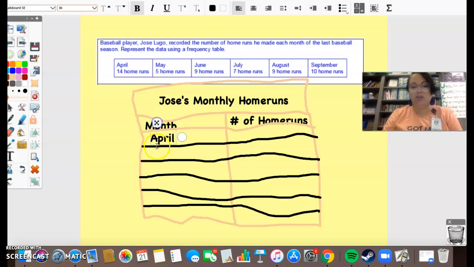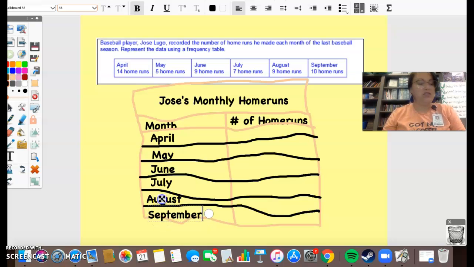So I'll put April here, May here. Pay attention to how we do this because I'm going to have you make your own frequency table when we're finished. July. Only your lines, I bet, will be much straighter. August and September. Okay, so we've got the months here.